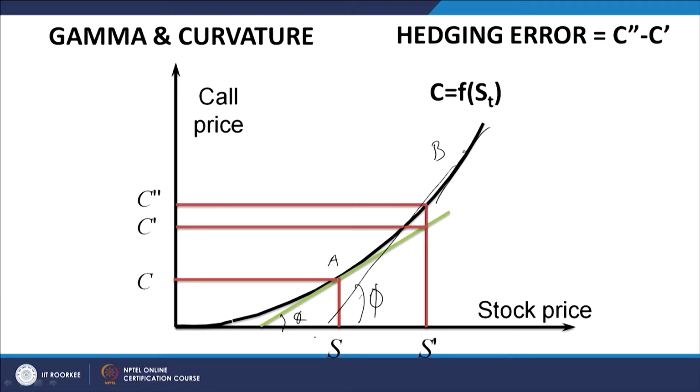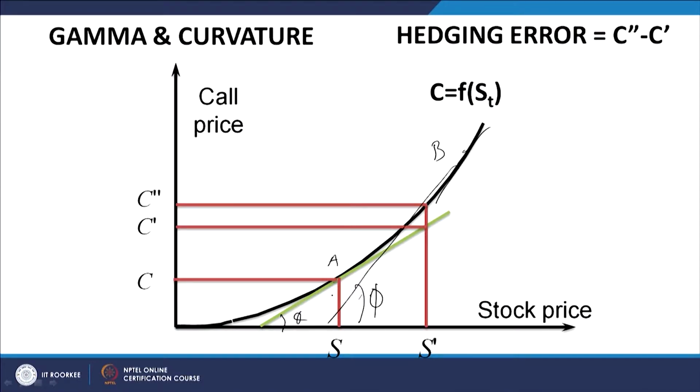Now, this gamma is basically a measure of the hedging error, as you can see here. Suppose I had constructed a delta neutral portfolio at the point A, and at this point A, the stock price was S. Now, there has been a positive movement in the stock price. The stock price has moved from S to S dash. Now, because the stock price has moved from S to S dash, the price of the call option has moved from C to C double dash.